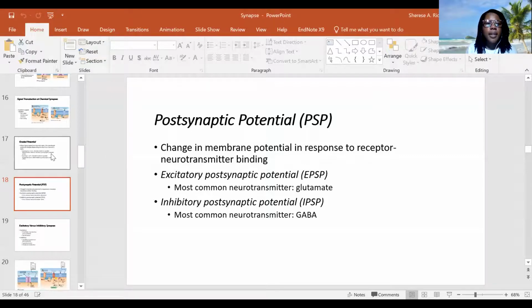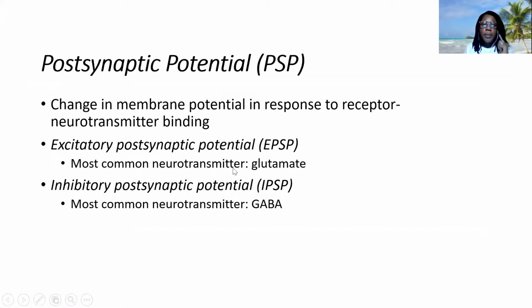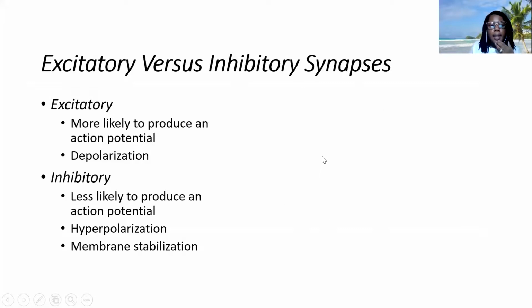In an excitatory postsynaptic potential versus an inhibitory postsynaptic potential. And I was talking about the neurotransmitters that are usually associated with these two types of graded potentials. So glutamate is usually a neurotransmitter of an excitatory postsynaptic potential, whereas GABA is the inhibitory neurotransmitter. And so we talked about an excitatory postsynaptic potential being a positive change to the membrane potential, being a depolarizing event, and making it more likely, more favorable for an action potential to happen.